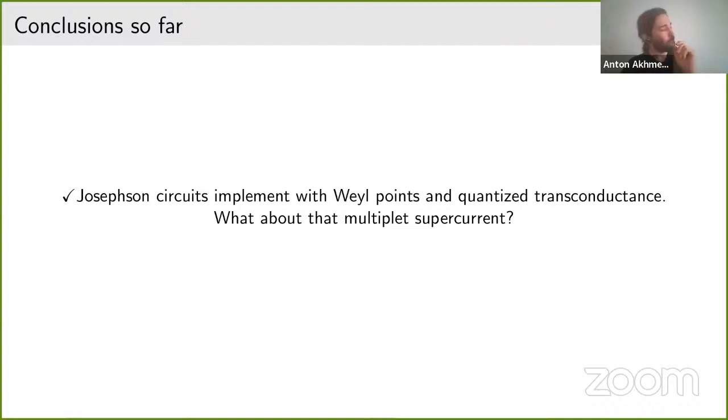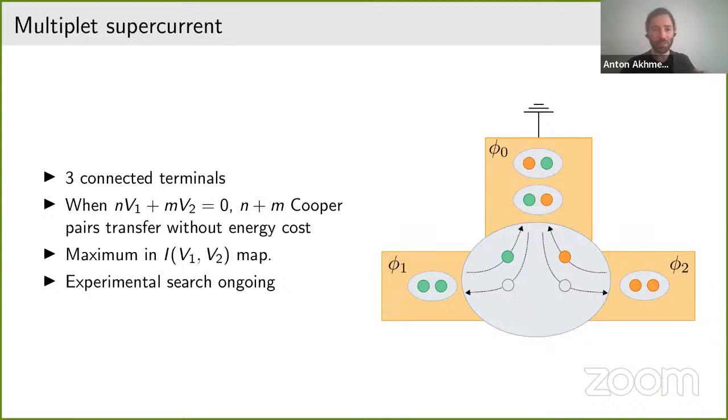So let me give some background here, because this story is also a fair bit older. So I have already explained that there is a complex process that carries multiple Cooper pairs, but the formal requirements for a multiplet supercurrent are the following. So first of all, we need 3 superconducting terminals. Now, if the voltages that we apply to one of these, we can always consider ground. If the voltages applied to 2 of these terminals are commensurate, so n times V1 plus m times V2 equals 0, then there is a process that allows to transfer n Cooper pairs from one terminal and m Cooper pairs from the other terminal that gives exactly 0 energy cost.